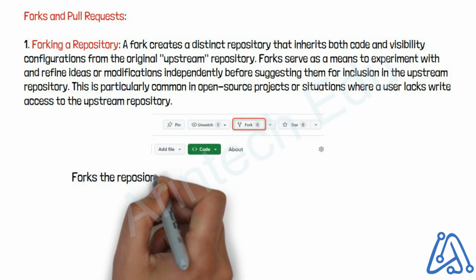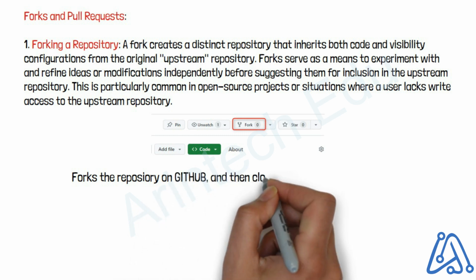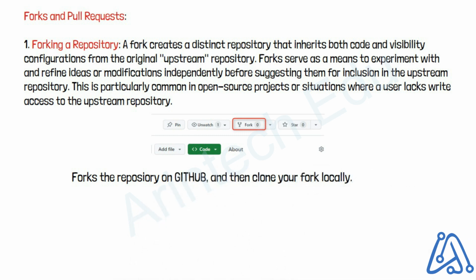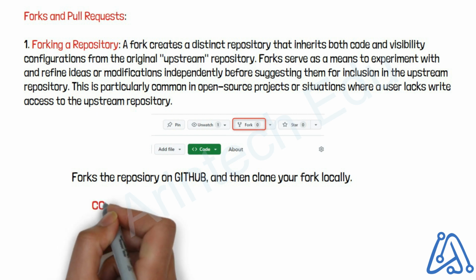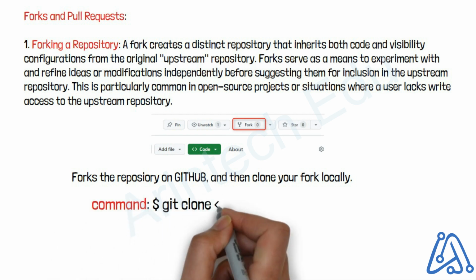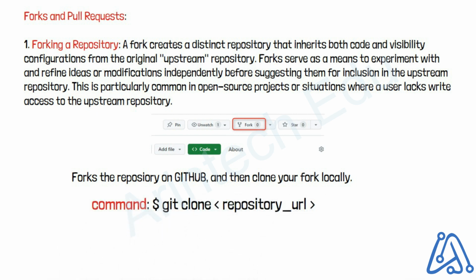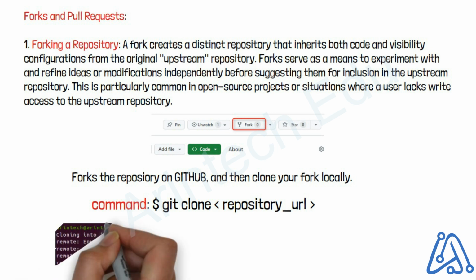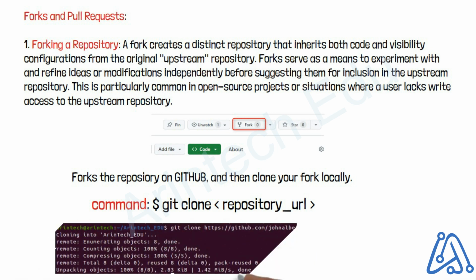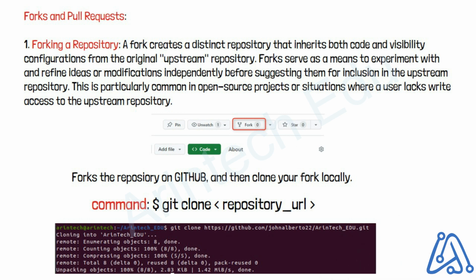Fork the repository on GitHub, and then clone your fork locally. Command: git clone repository URL. The git clone command is used to create a copy of a remote Git repository on your local machine.